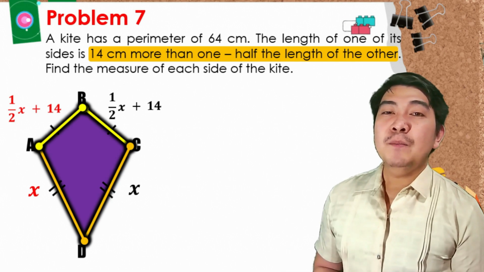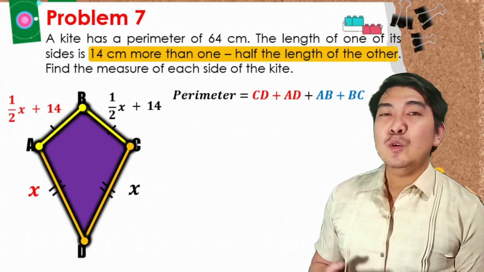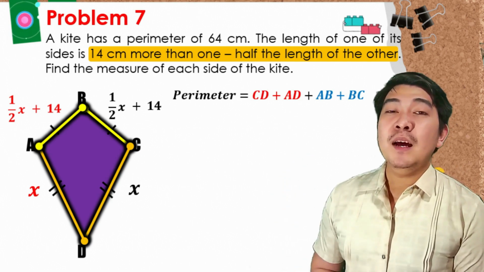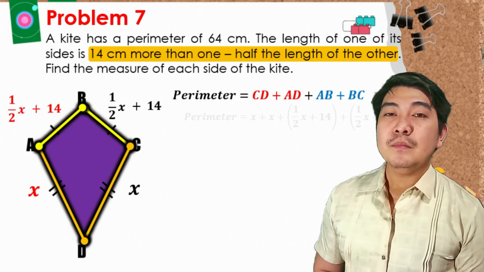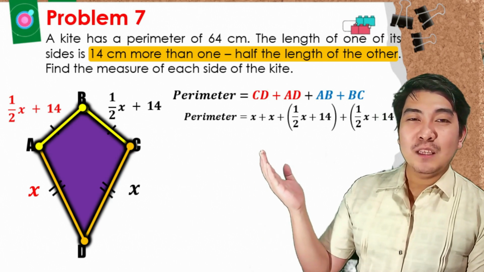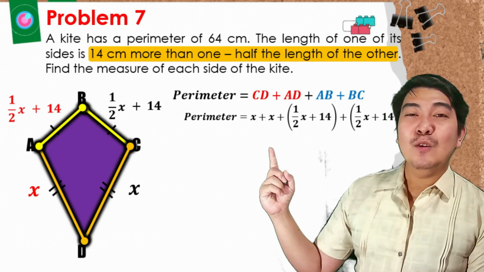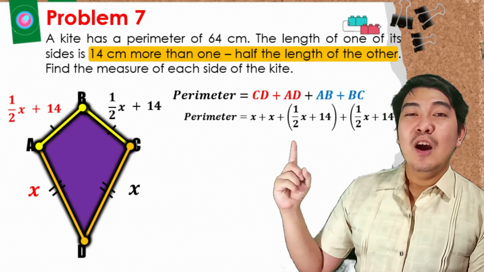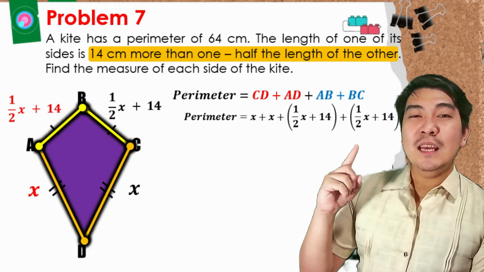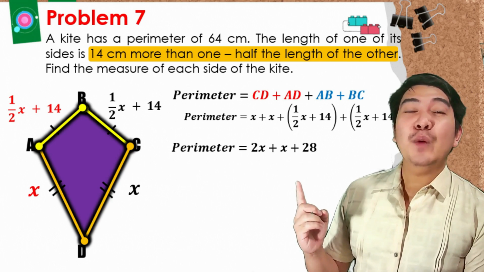Since we are given the perimeter, let us use it in solving this problem. For the perimeter of a kite, we just need to add all the measures of the sides. So we have CD plus AD plus AB plus BC. Let us now substitute. That will be x plus x plus 1/2 x plus 14 plus 1/2 x plus 14. Let us add. x plus x is 2x. Next, 1/2 x plus 1/2 x is x. 14 plus 14 is 28. That is why we now have 2x plus x plus 28.